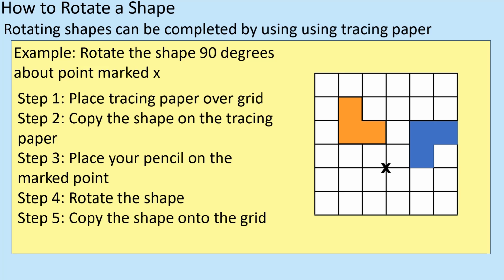So you basically take tracing paper, copy over it, and then because it said 90 degrees, it doesn't actually say clockwise, and it should, because that's what we've actually done. And if it didn't say clockwise, then I could have gone the other direction. So it needs to say which direction it needs to be. So this one is 90 degrees clockwise as opposed to anti-clockwise.